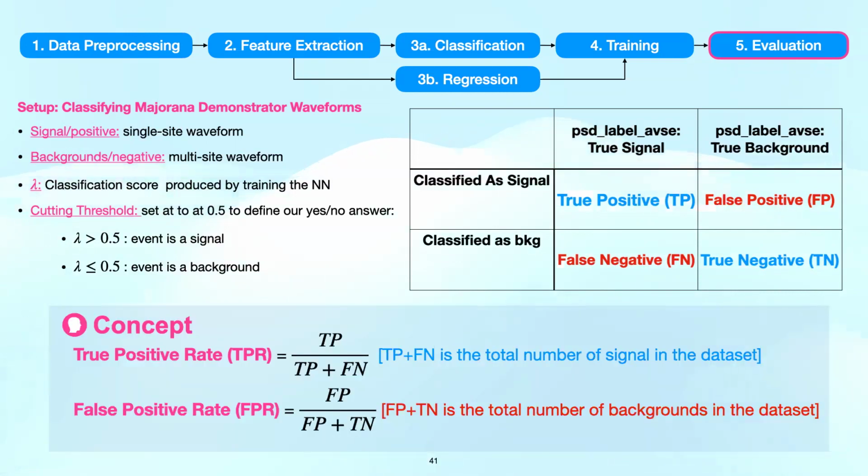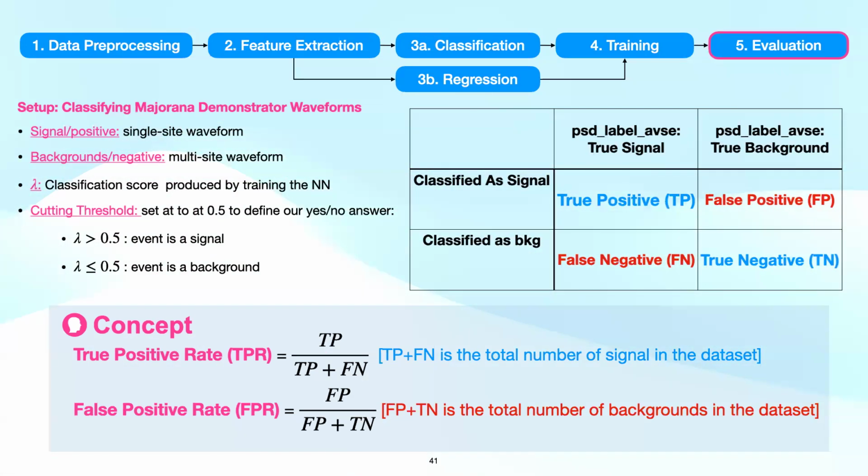So given this definition, I can actually calculate 2 concepts. One is called true positive rate. That is my true positive divided by true positive plus false negative. So what does true positive plus false negative mean? It is the total number of actual signal events in my data set, right? That's the first column, which is the number of events where my PSD label tells me it is actually a signal. So TP divided by the number of signal events in my data set.